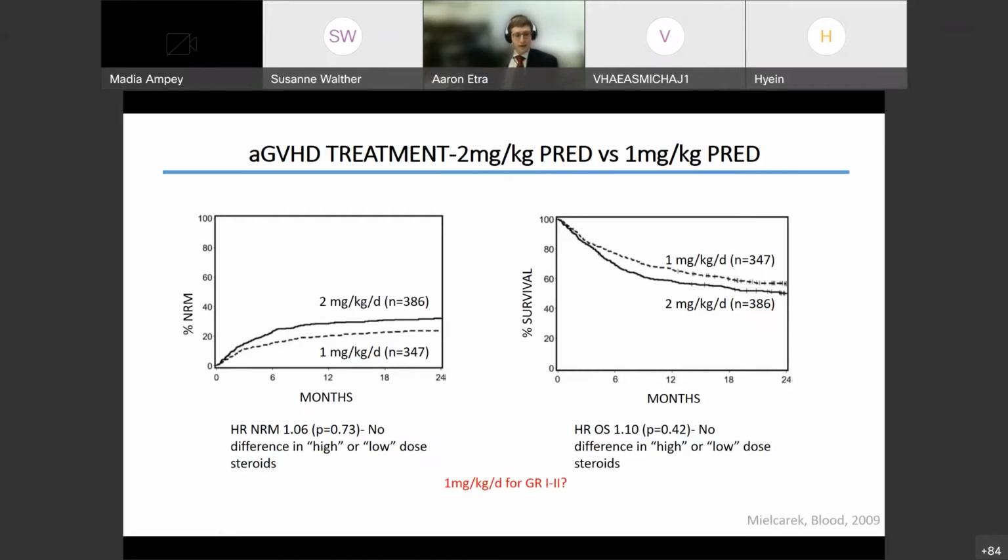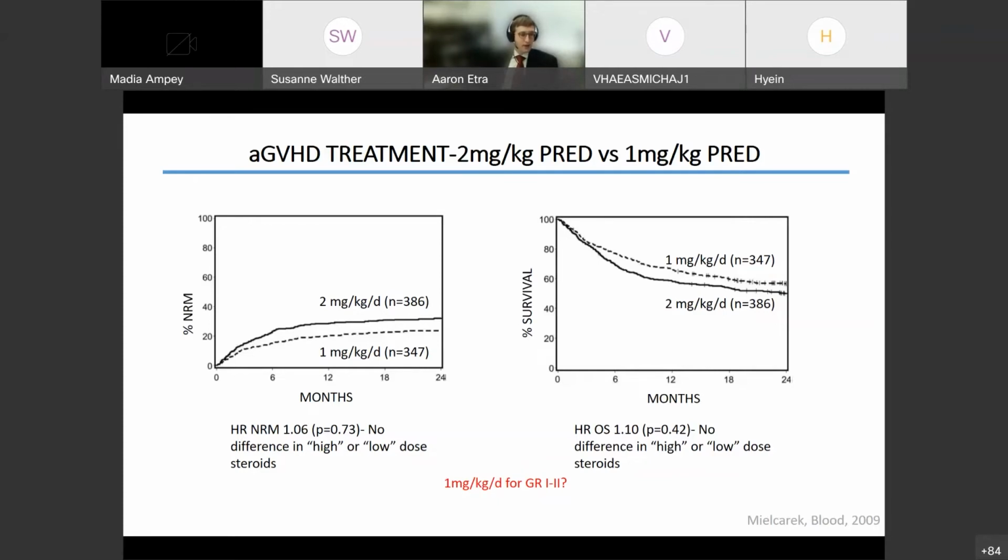They found no significant difference in the rates of non-relapse mortality. I realize there's a split in the curves, but this was not significant, right? 0.73 was the p-value. And likewise, the survival curves, again, were not significantly different between the so-called high dose, the 2 milligrams per kilogram, and the low dose, 1 milligram per kilogram arms. The problem from this study, however, was that not enough grade 3 or 4 GVHD patients were included for the authors to make any conclusions about this high-risk group of patients.